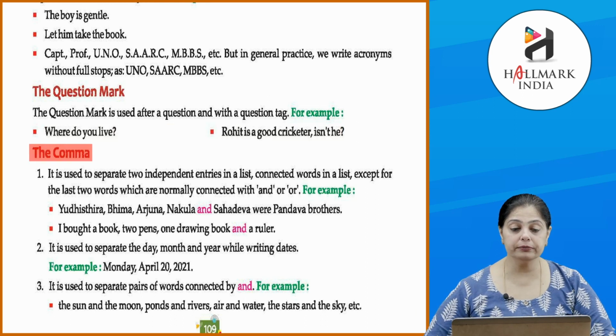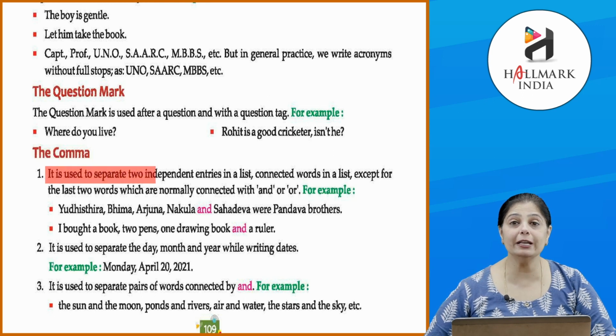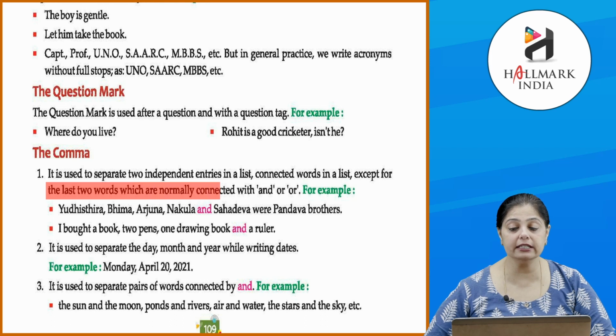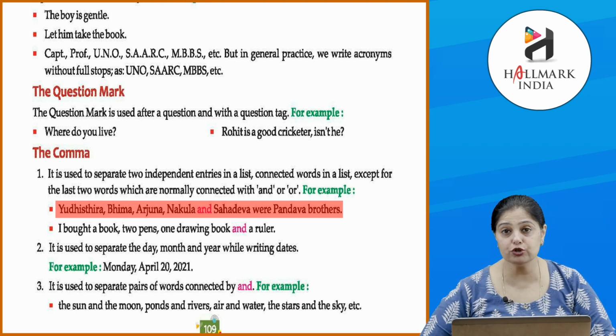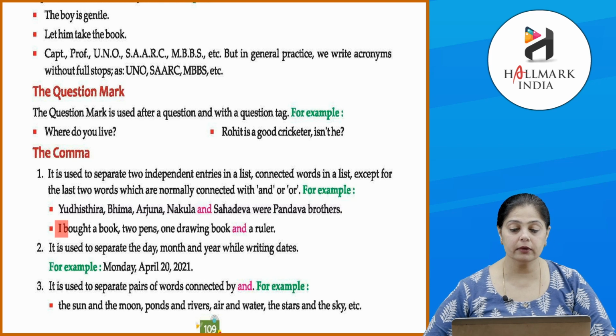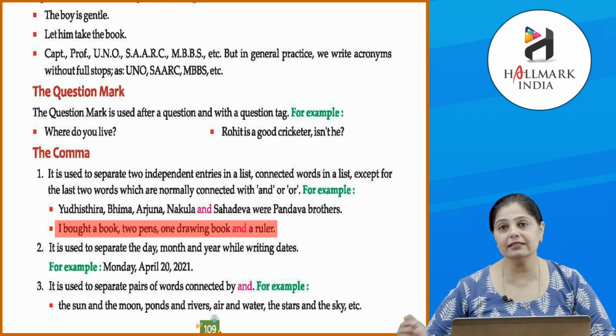Now let's look at the comma. First, it is used to separate independent entries in a list, connected words in a list, except for the last two words which are normally connected with and or. For example, Yudhishthir, Bhim, Arjun, Nakul and Sahadev were Pandav brothers. So यहाँ पे जो last word आता है ना उसके पहले हम लगाएंगे and या फिर और. उसके पहले जो भी आते हैं words वहाँ पे comma लग जाता है. I bought a book, 2 pens, 1 drawing book and a ruler. And then full stop. Okay.